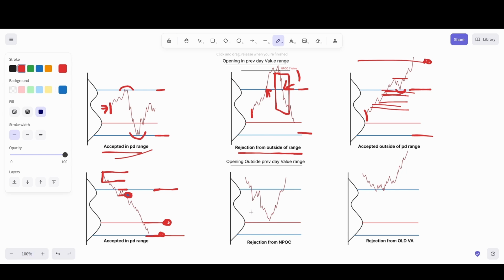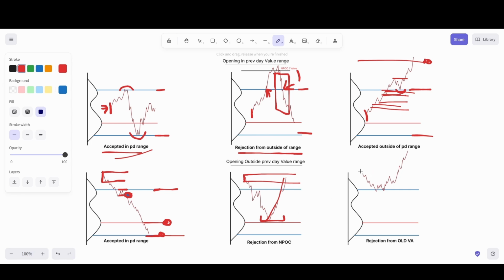The second profile is rejection from NPOC. Again we open outside of the range, accept into the previous day range but don't sustain. We see some rejection from the lower values here, and we again start going back to the opening of the profile. Usually this profile happens when a higher time frame is bullish and you see some rejection in Asia or London, and New York gives the proper move. So this is that kind of profile.